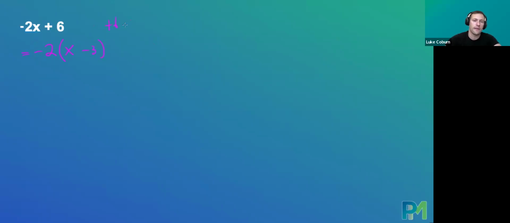This +6 is made up of, well, it could be 2 by 3, but it's also -2 by -3. And it's just a little trick. Suddenly a minus sign pops in where there was a plus. So always, when taking a minus sign outside brackets, just check if you're right. -2 by the x is -2x. -2 by the -3 is a plus, so plus 6. Okay, so that's one thing that comes up.